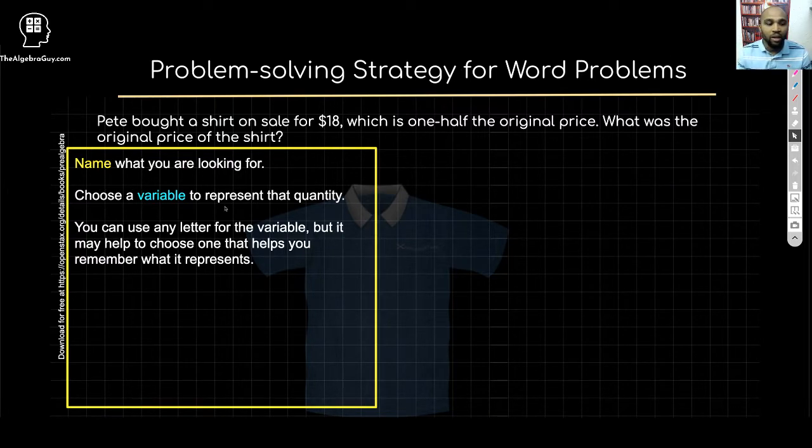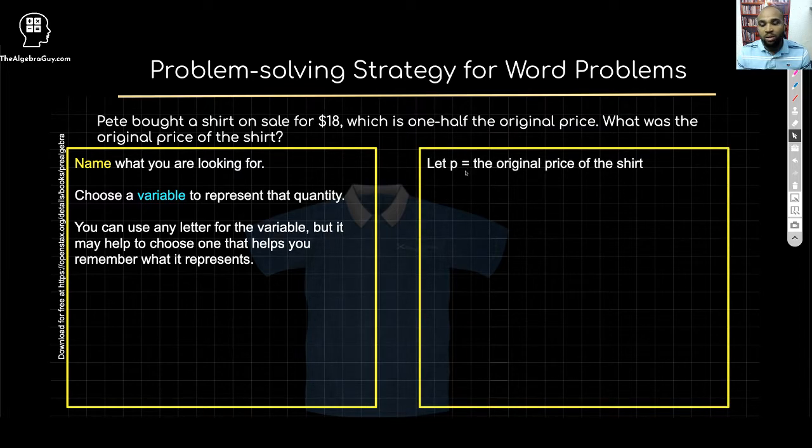So let's give it a name. Choose some variable that represents that quantity. You can use any letter as a variable, but it may help to choose one that helps you remember what it represents. So in this case, we're going to use P since we're talking about price. So let P equal the original price of the shirt. And you may see me go ahead and write out that whole thing, that P is going to equal the original.